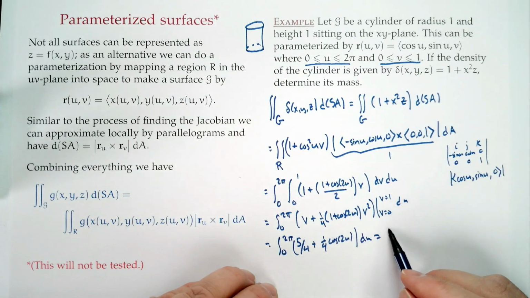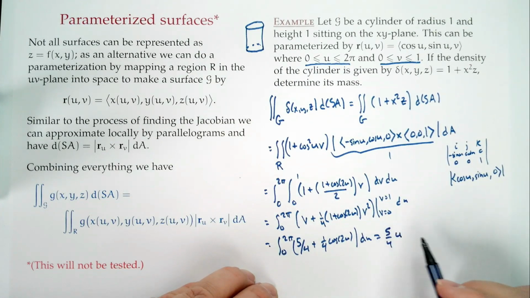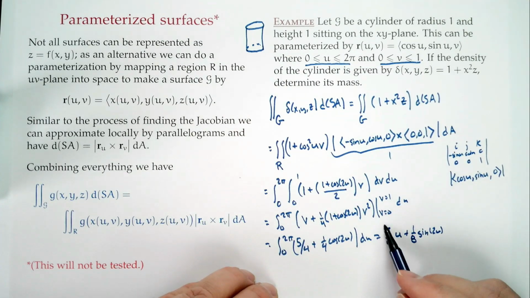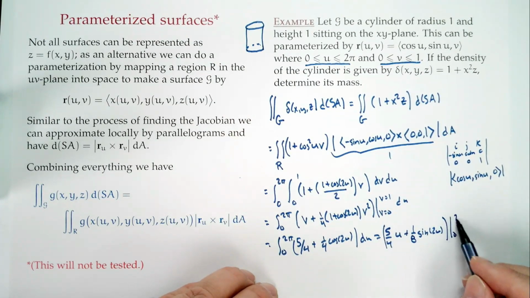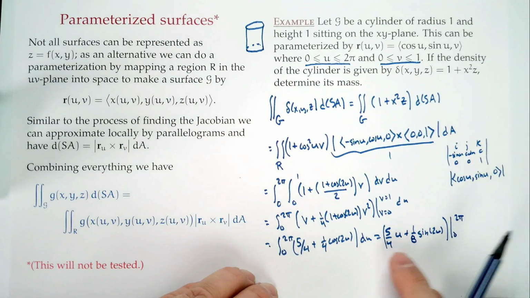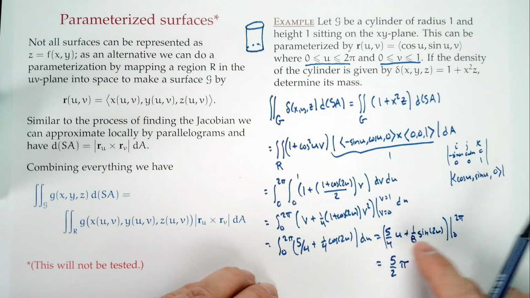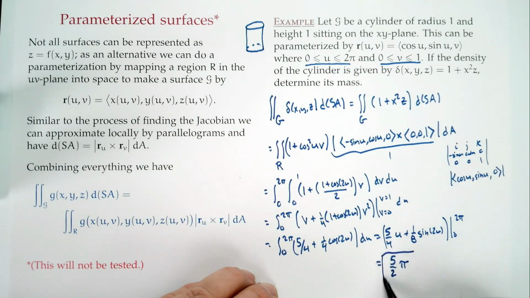And what does that become? Well, that's 5/4 u. And then here, 1/8 sine of 2u, because the integral of cosine is sine, and I have to divide by 2 because of the inside. And then we're going to evaluate from 0 to 2 pi. Well, if you plug in 2 pi, 5/4 times 2 pi is 5/2 pi. Sine of 4 pi is 0. Plug in 0, you get 0 and 0, which means our answer is 5/2 pi. So it works out really well.